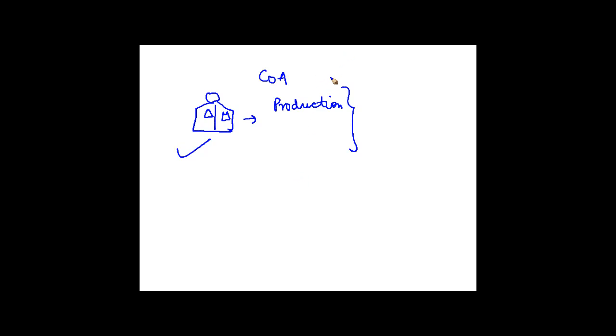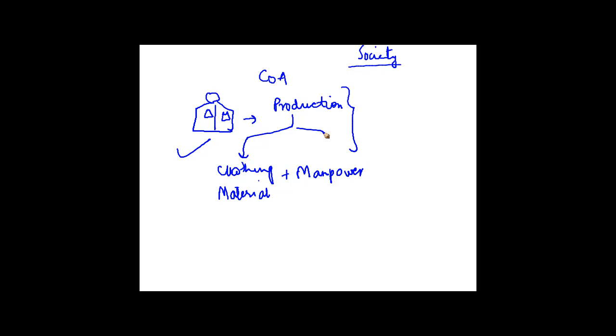But as I told you earlier also, what happens is that as a society, for production you require what? You require clothing material, plus manpower. I mean, you need the cloth, then you need the people who have to make these shirts.